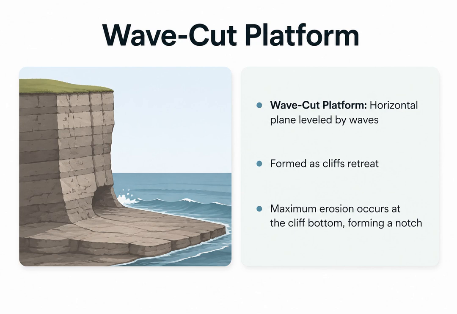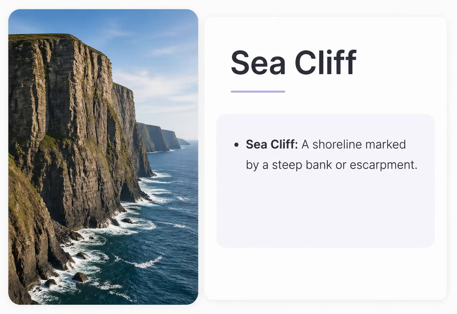The most intense erosion happens right at the base of the cliff, carving out a distinct notch before the rock above collapses. The steep bank or escarpment that stands tall along the shoreline is known as a sea cliff. These towering structures are the direct result of the continuous undercutting action of the waves at their base, which causes the rock above to shear off and fall into the sea.